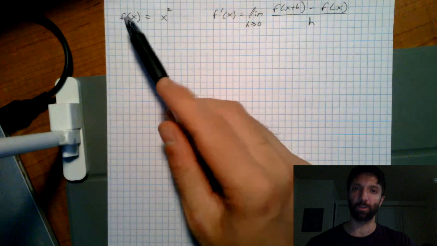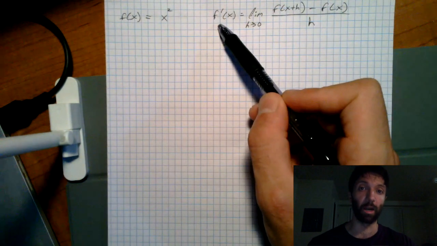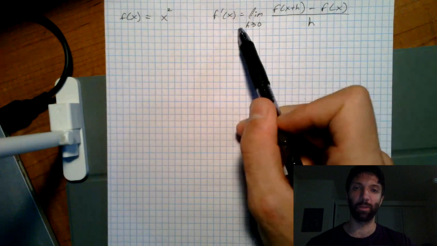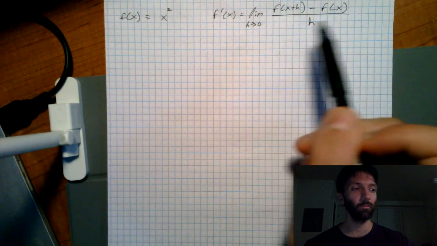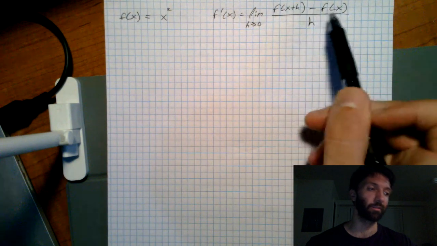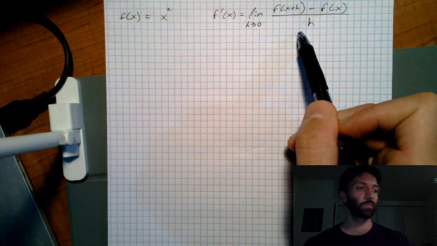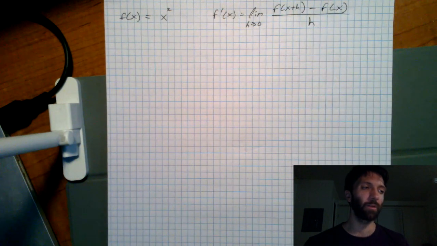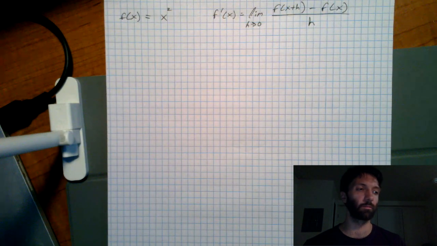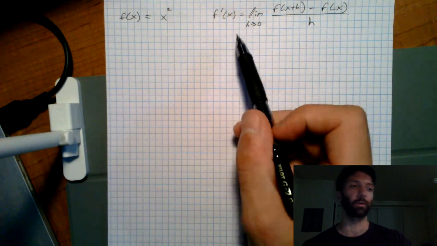But given a particular function f of x, the derivative of the function, or f prime of x, is equal to the limit as h approaches 0 of the function evaluated at x plus h minus the function evaluated at x, all divided by h. I'll explain where this comes from and get to the concept of it in another video. For this video, I just want to work through the technique. So let's go ahead and get started.